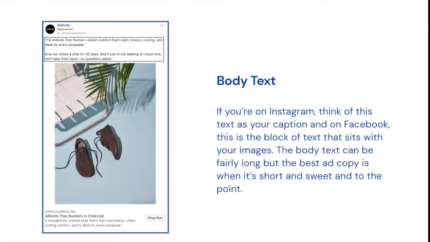So first thing is our body text. In this image here, you see we've outlined the text that is above this image. No matter what platform you're on, this is pretty much the same across the board. The body text is included in most of the areas. If you're on Instagram, think of this as the text for your caption. And on Facebook, this is a block of text that sits above your image. The body text can be fairly long, but the best ad copy is short and sweet and to the point.